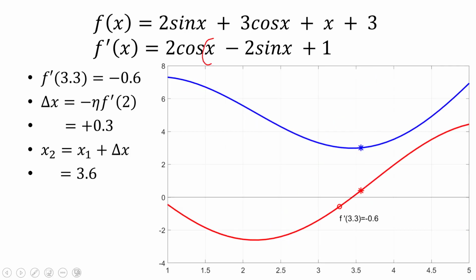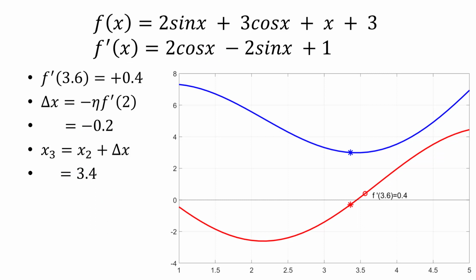For this new value of x, I'll repeat the process. When I plug in x equals 3.3 and find the value of the derivative, I get minus 0.6, which results in a step size of plus 0.3. That means the function is still decreasing at that point, so I'll need to keep increasing my x. The step value is 0.3, and adding that to my current guess, I get 3.6. 3.6 is going to be my new value of x, which I'll call x2.